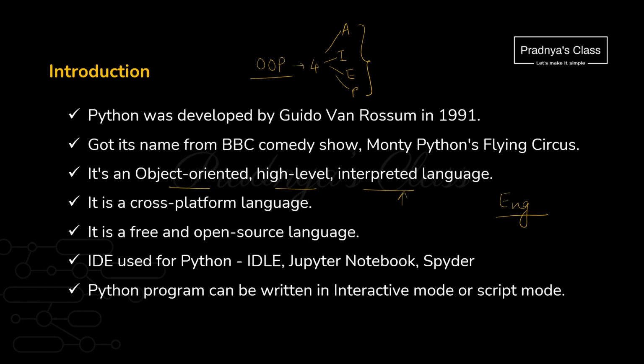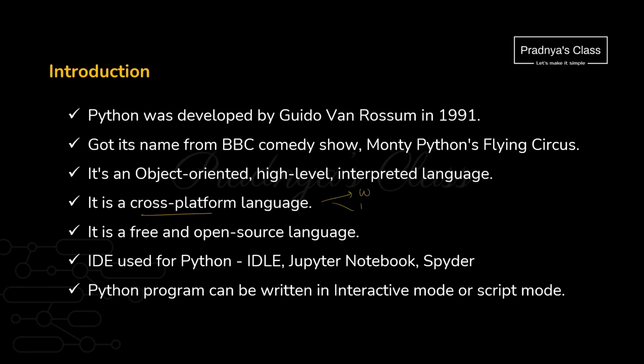We call Python as interpreted language because it has interpreter. It is a translator. Why we need translator? Because we are writing the program in the English-like format and computer doesn't understand it. So we need translator. With the help of that translator, the program will get converted into machine language. Python is cross-platform language as it works on Windows, Mac operating system as well as on Linux operating system. Not only that, it works on mobile operating system too.